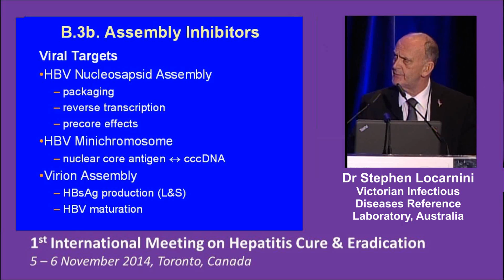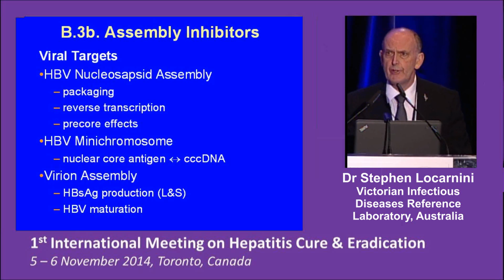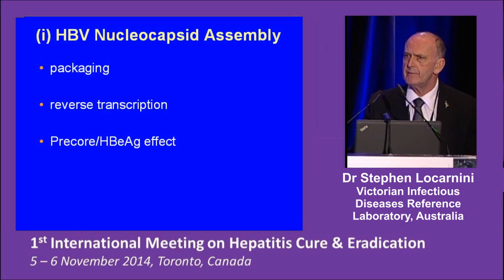The viral targets here for viral assembly include nucleocapsid assembly. I'll include assembly of the viral mini chromosome, and I'll include assembly of the virus itself. So in terms of nucleocapsid assembly, there are 3 steps that are considered and actively investigated. We've got the packaging reaction, reverse transcription, and there could be an effect of these compounds on the actual e-antigen secretion as well.